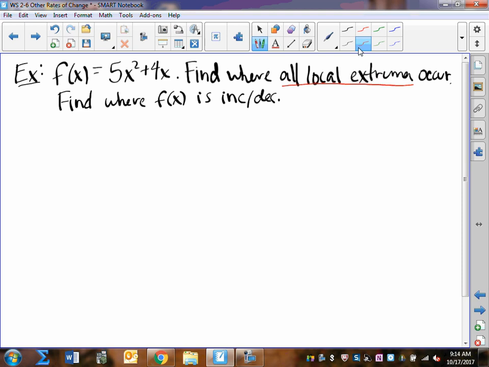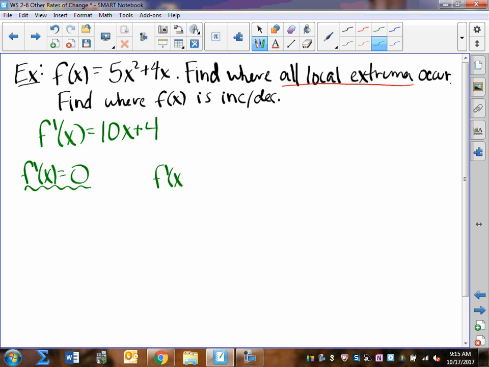Okay, so the first thing we need to do is identify those critical values. Identify those possible maxes and mins, and that's when my derivative is equal to 0 or undefined. So we need our derivative. What is my derivative of this function? 10x plus 4. And so our critical values, those possible maxes and mins, this is where my derivative equals 0, and also where my derivative is undefined.